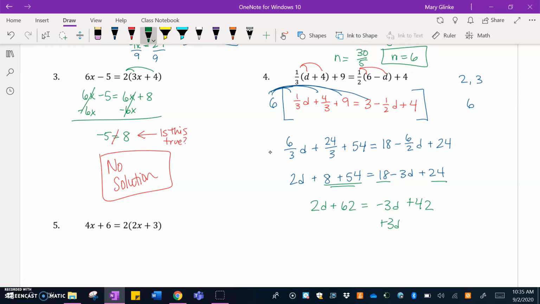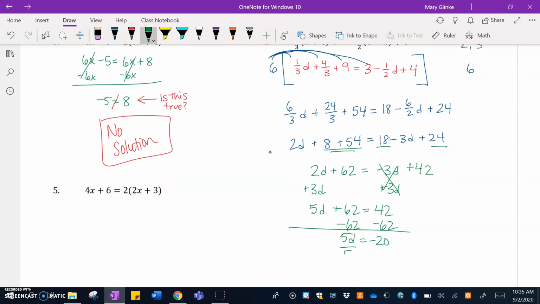We're going to add the d's so they're all on the same side. We get 5d plus 62 equals 42. And we're going to move all of the numbers to the other side. So when we do that and continue to solve, you get d equals -4.